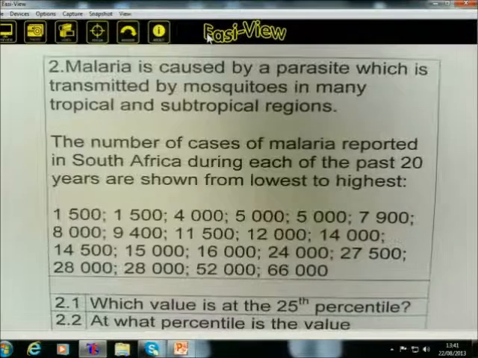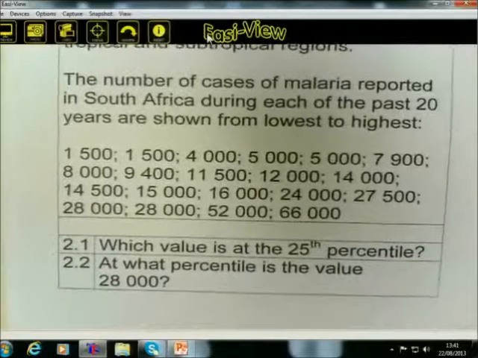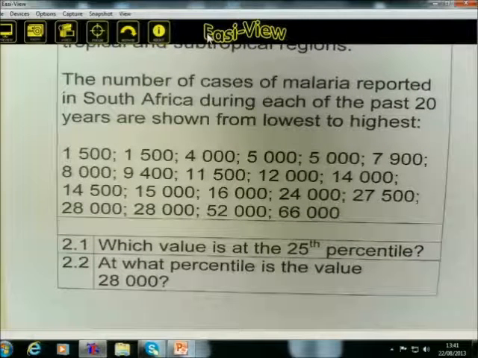Okay, grade 12, look at that data and then answer these two questions. The first question, 2.1, which value is at the 21st percentile? And then 2.2, at what percentile is the value 28,000?